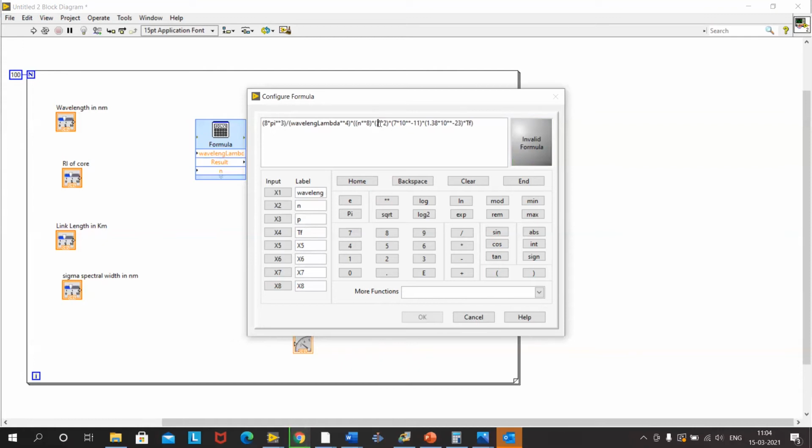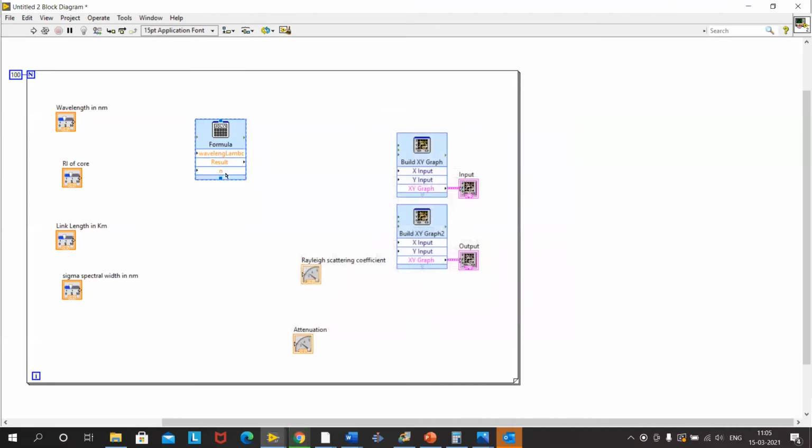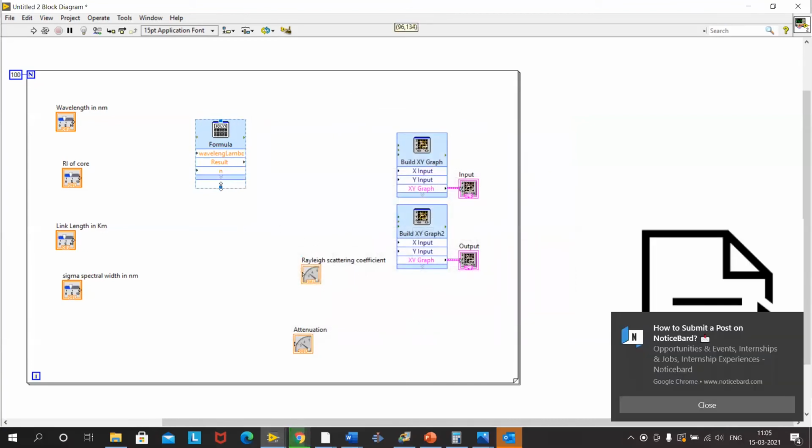It's 0.286 into isothermal compressibility into Boltzmann's constant into fictive temperature. The fictive temperature is 1400, so we can write it here only. As you can see, we have wavelength and n. We can just rearrange them.